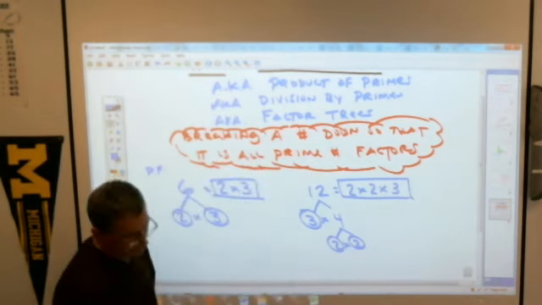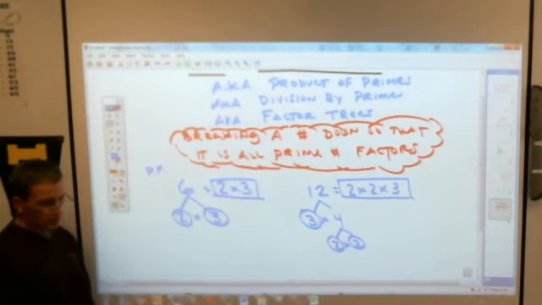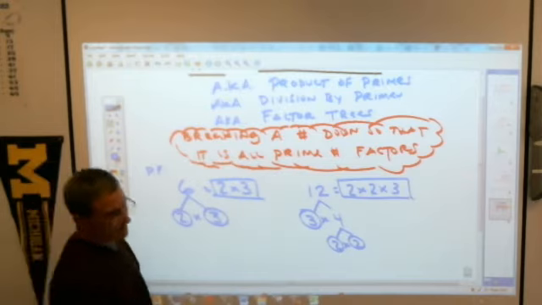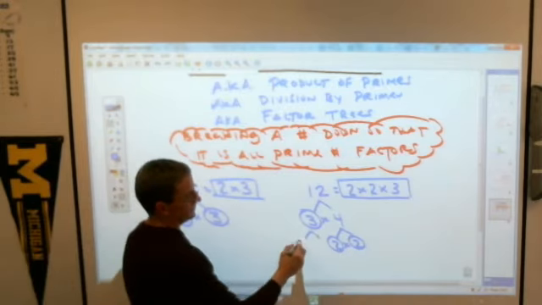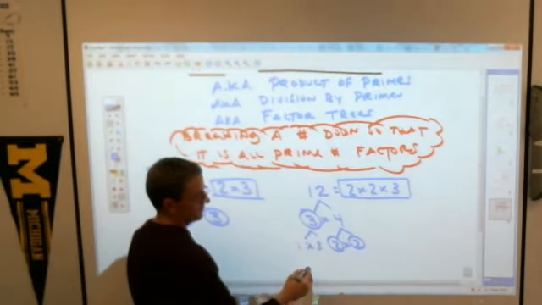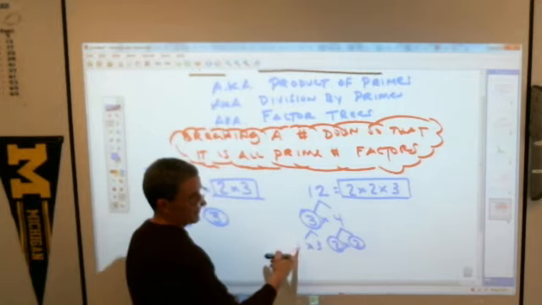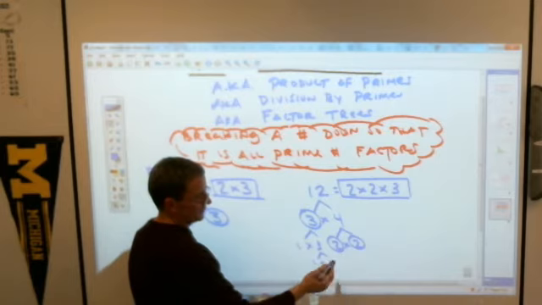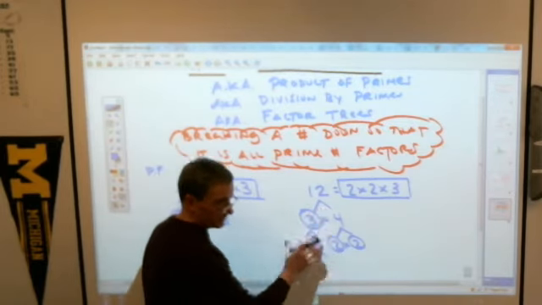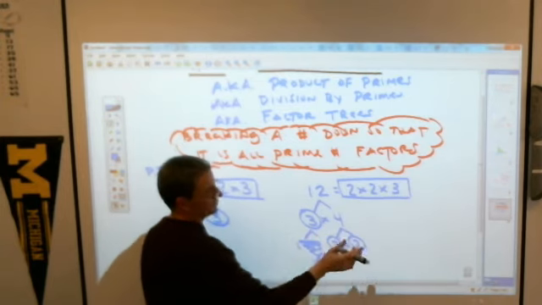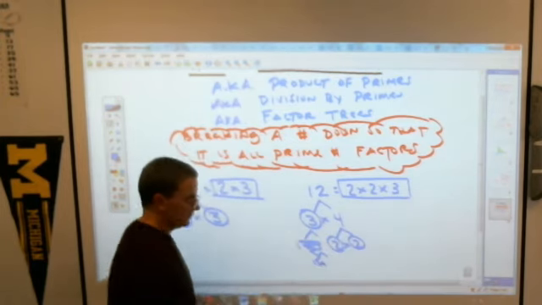Now please be very careful here. Sometimes I get kids going, well, 3 can be broken down into 1 times 3. But you have to understand that if you start doing that, you'll never stop. First of all, 1 is not prime or composite. But you can keep doing 1 times 3 forever. No, 1 will never be part of this process. It's got to be prime numbers, and that's 2, 3, all those sort of things.